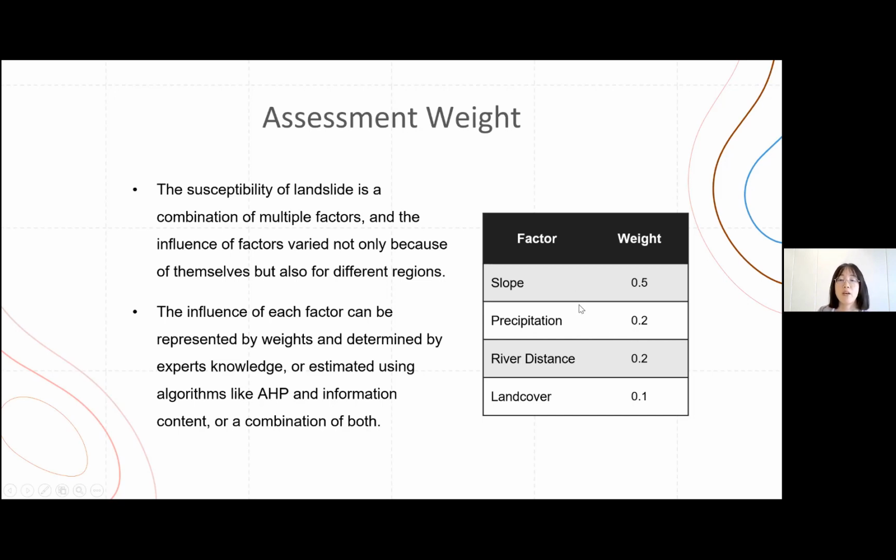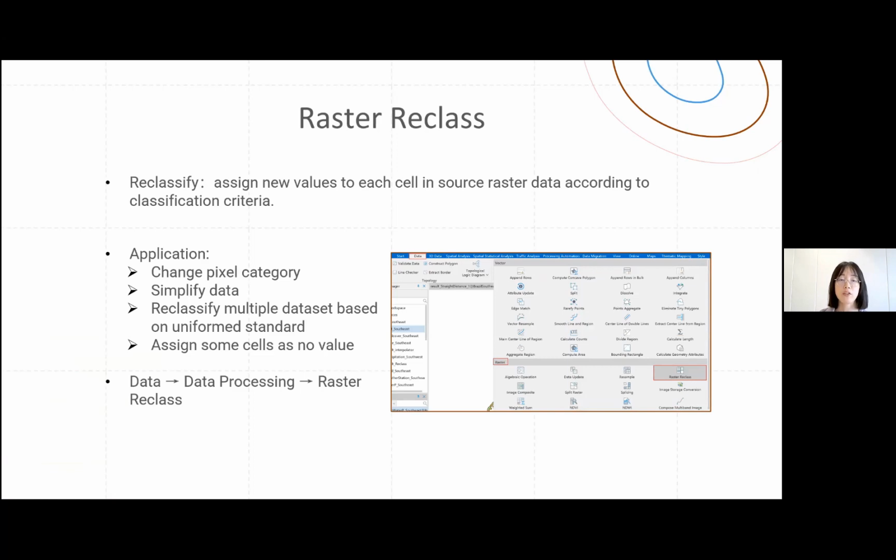And in your own project, if you want to calculate the weights for your study area, we would recommend you use algorithms like AHP or information content, or a combination of both, to get the weights of each factor in your study area. So now that's all we need to know for our criteria and the weights. Then we need to learn how we can calculate them.